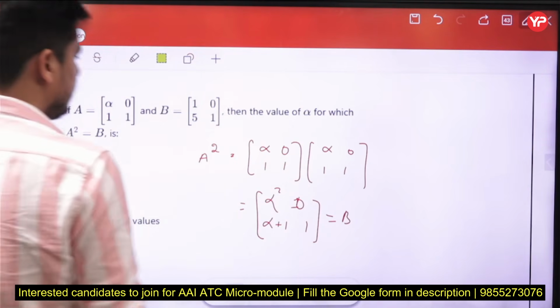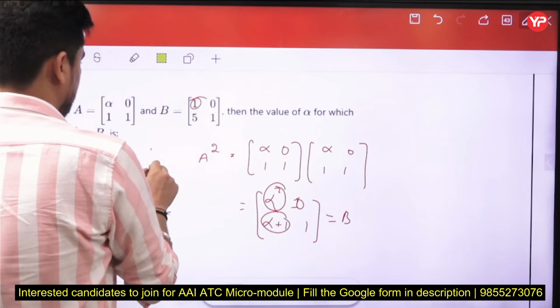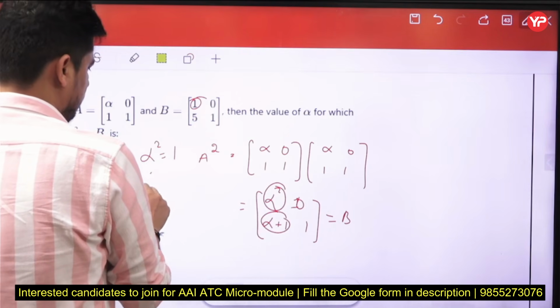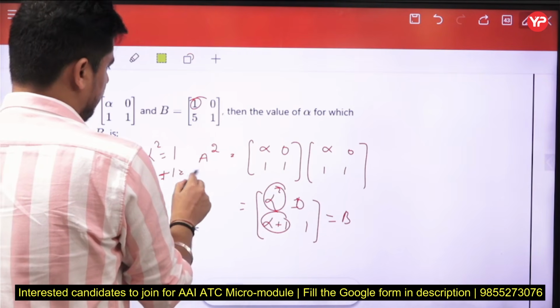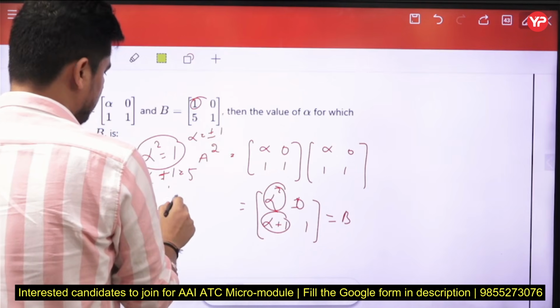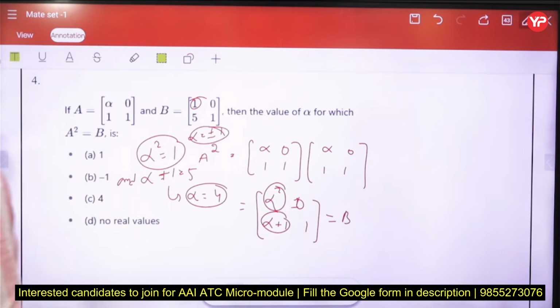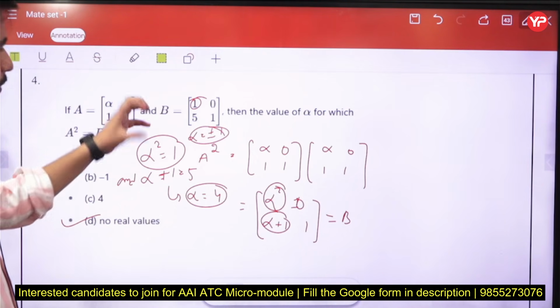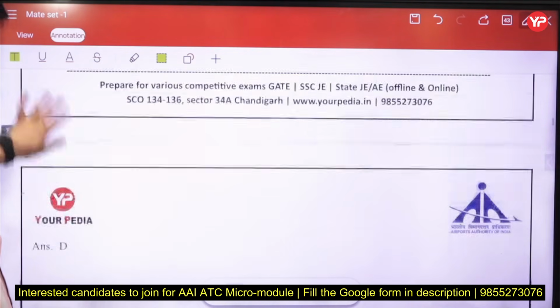So alpha square is equal to 1 and alpha plus 1 is equal to 5. From the first equation we get alpha equals plus or minus 1, and from the second equation we get alpha equals 4. So there is no common value which satisfies both conditions. So we can say no real value. Whenever we have a value which is common to both of them, then we can easily find it. So the answer will be D, no real value.